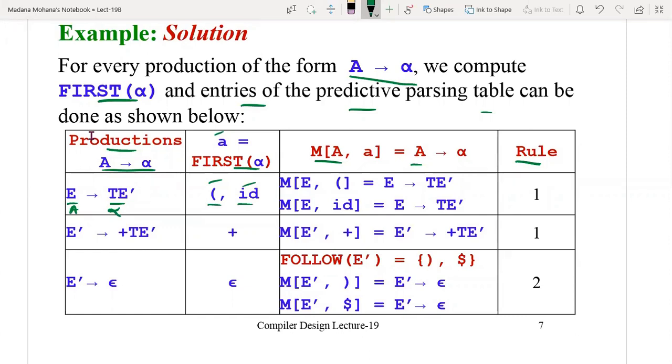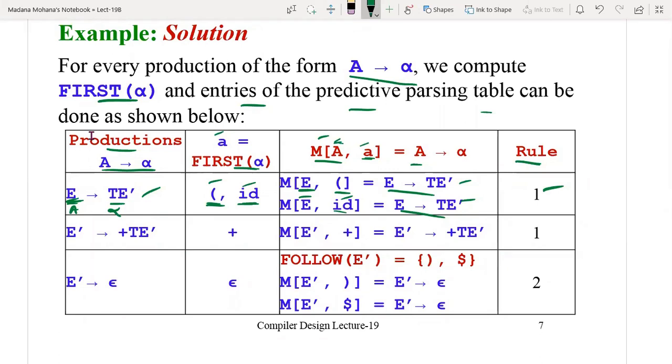Now in the entry in the symbol table, M of variable A comma terminal A. Now terminal A means here two values, left parenthesis comma ID. Then the variable A means the left hand side variable E. Now the entries: the first one is E on left parenthesis, the first terminal. You can add this production, that is E derives T dash. Then the second entry, same left hand side variable E, but second terminal ID. Therefore M of E on ID equal to same production, E derives T dash. So now these two entries are added into the table under the row value E, under the column values left parenthesis and ID. So these are all obtained according to rule 1 of this algorithm.